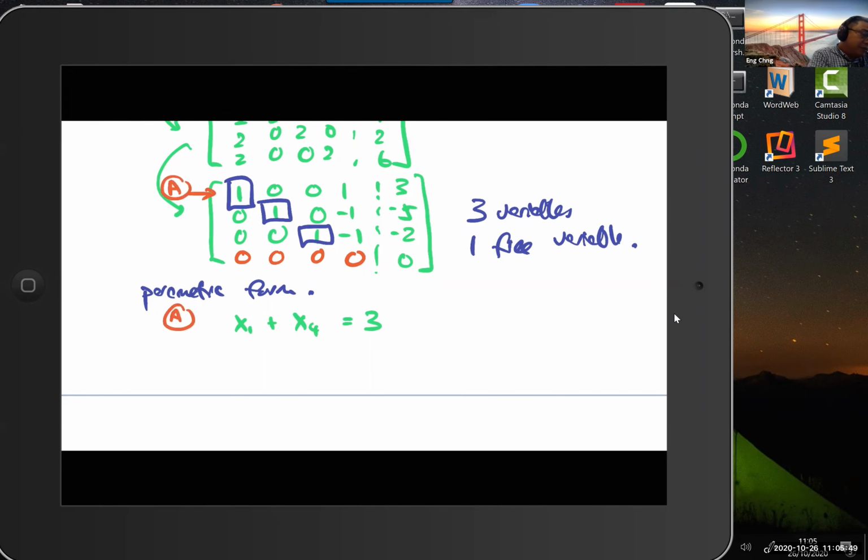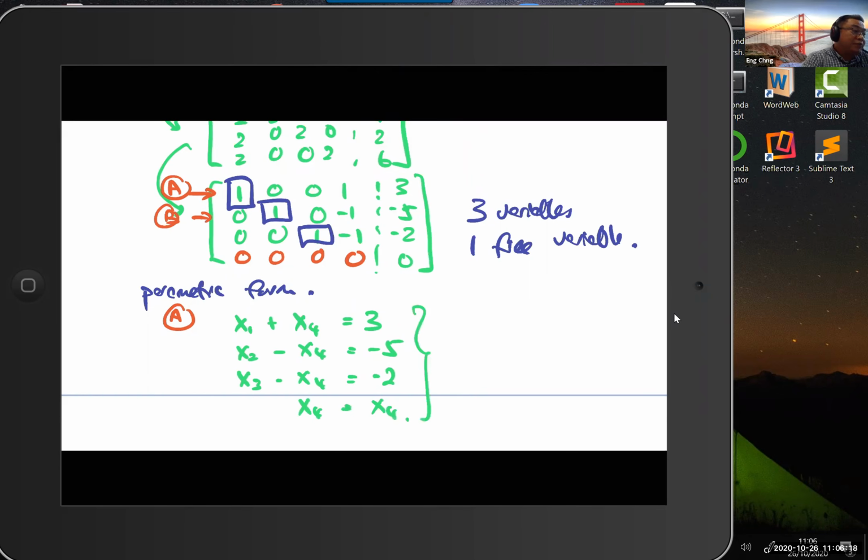So what about the second equation, B? The second equation is x2 minus x4 equals minus 5. And so on and so forth. I'm going to write the rest down. x3 minus x4 equals minus 2. And the last equation is x4 equals x4.